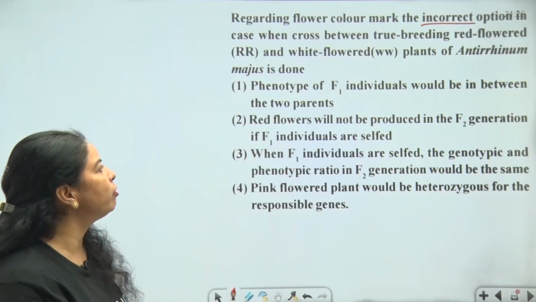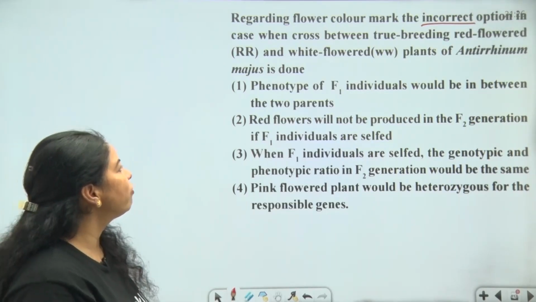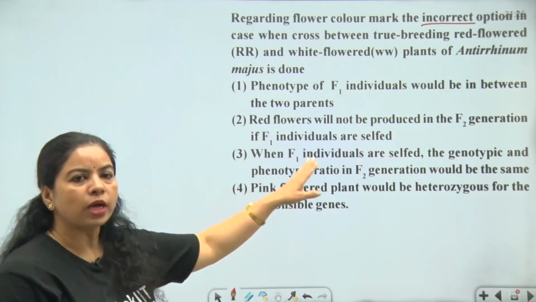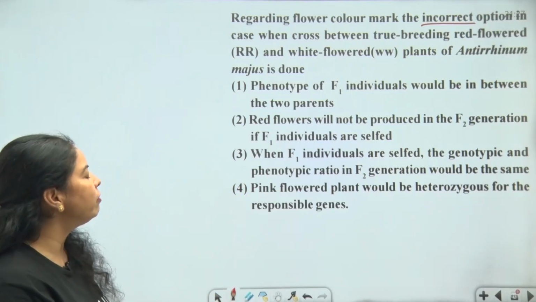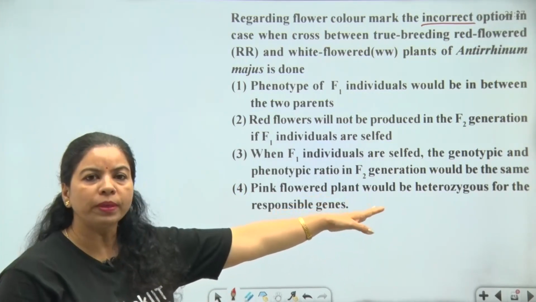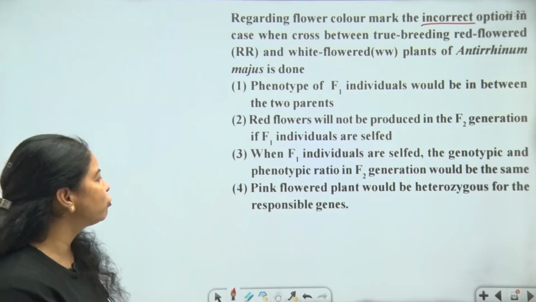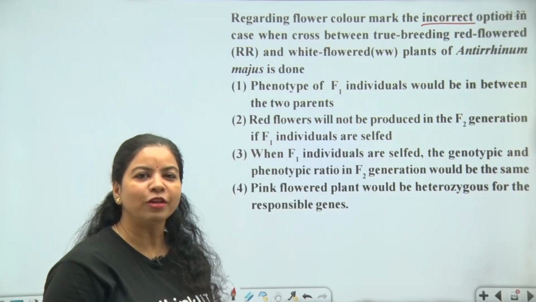Number 1, phenotype of F1 individuals would be in between the two parents. Number 2, red flowers will not be produced in the F2 generation if F1 individuals are selfed. Number 3, when F1 individuals are selfed, the genotypic and phenotypic ratio in F2 generation would be the same. Number 4, pink flowered plant would be heterozygous for the responsible genes. So children, we will move to NCERT for the correct answer.